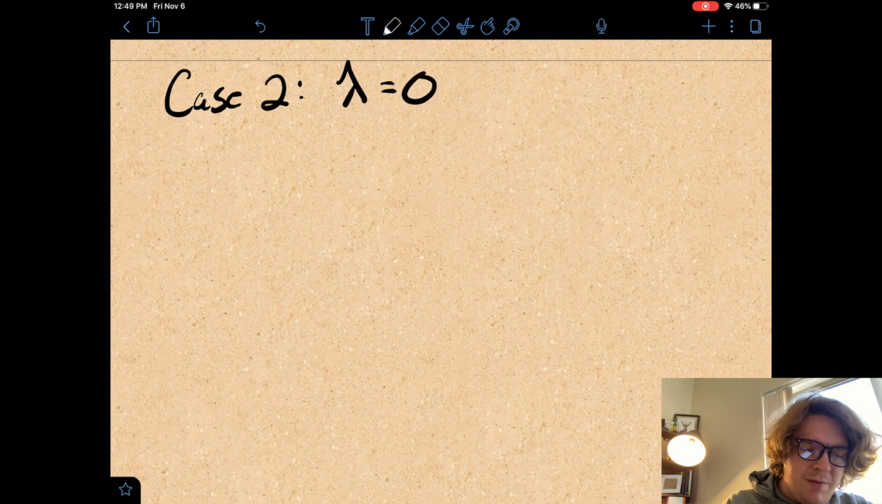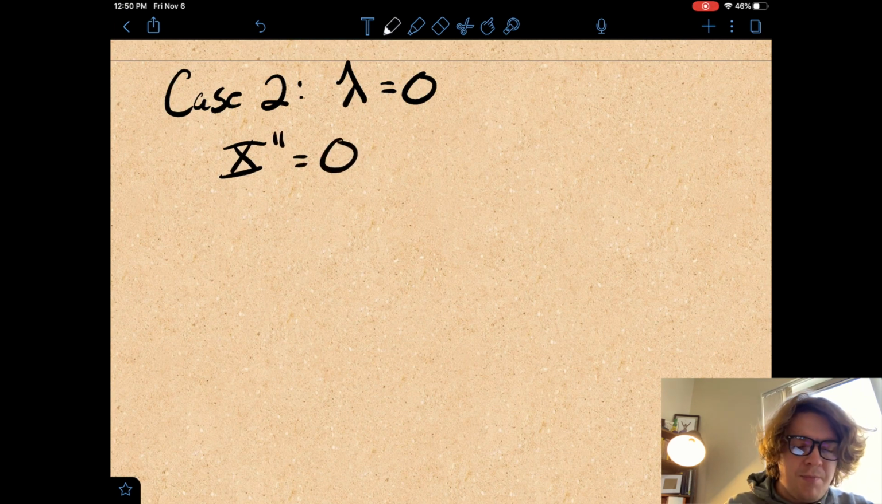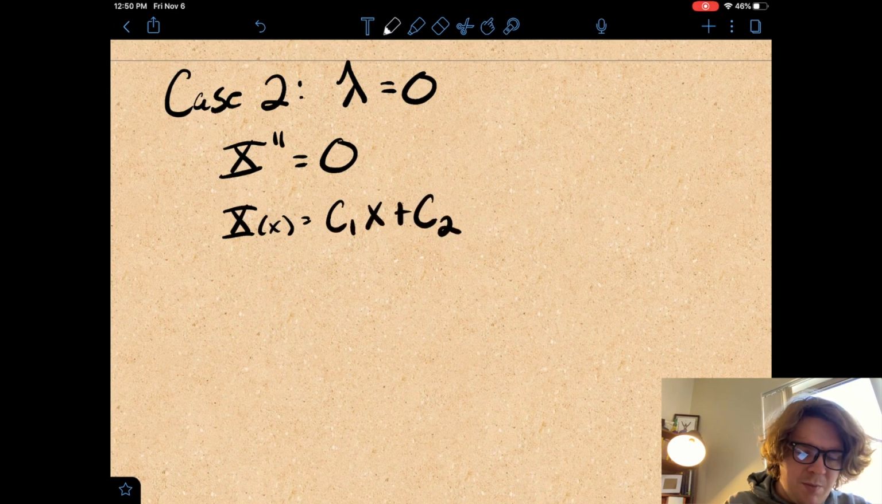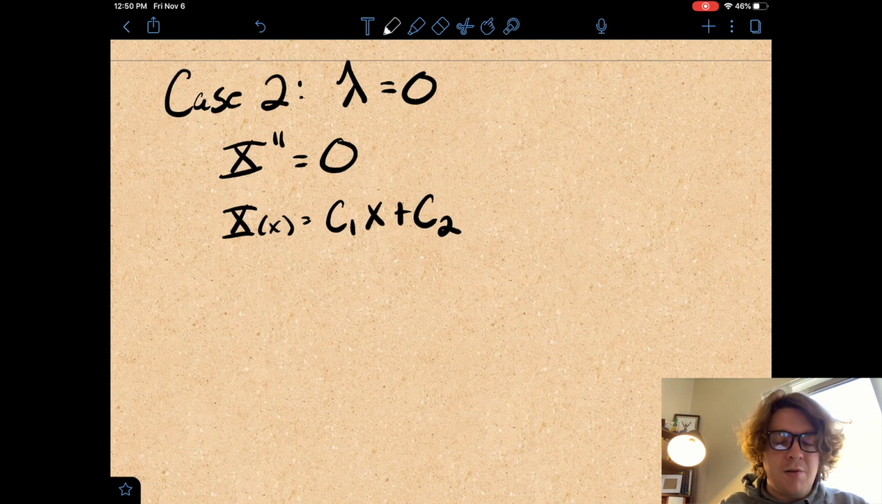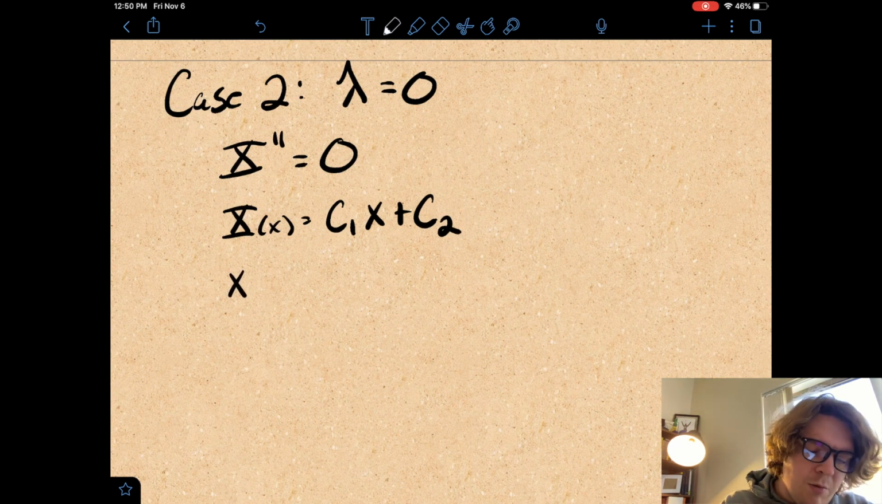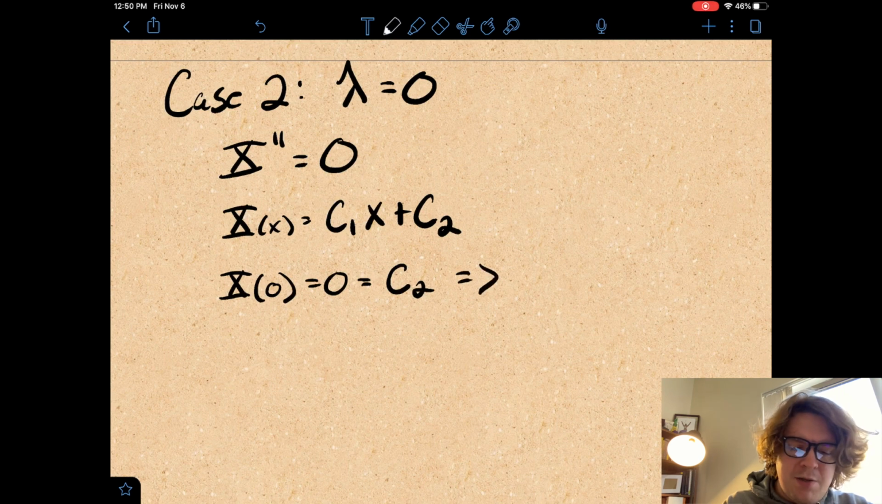This is a case where lambda is equal to 0. So the differential equation here basically just reads X double prime equals 0. And if you think about integrating 0 twice, you end up with something like X of x equals some c1 times x plus c2. You integrate 0 once, you get a constant. Integrate 0 again, you get that constant times x plus a different constant. So again, we'll apply our boundary conditions. So X of 0 equals 0. If we plug in 0, we get c2 equals 0.